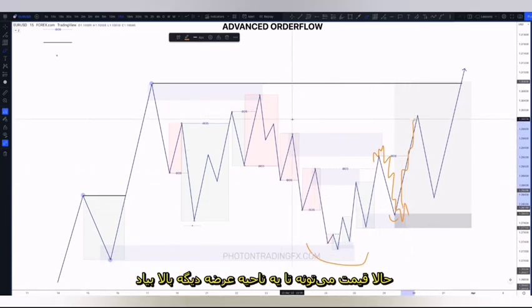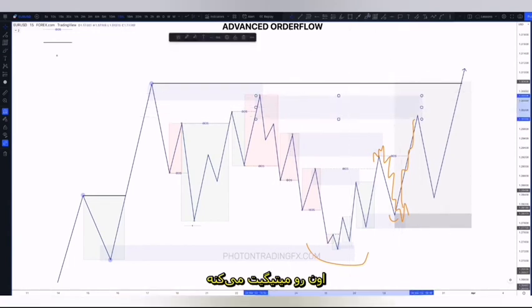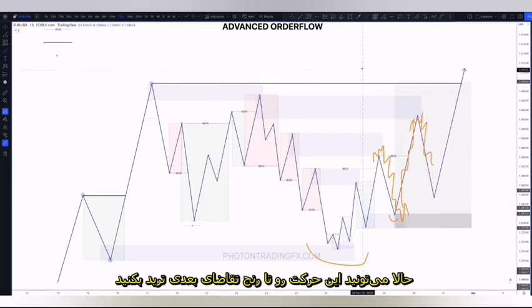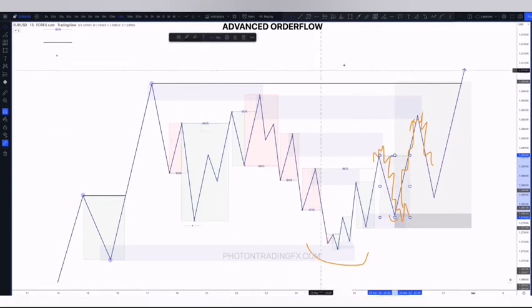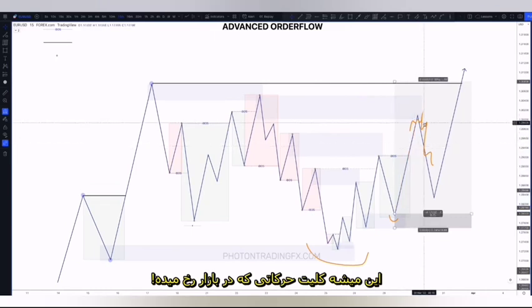And then that could come into another supply zone up here, right? It'll mitigate that. All right, and then that would shift bearish. And then you might want to play that movement back down into what? Back down into the next demand range. All right, and yeah, that's literally it. That is literally how the markets move.